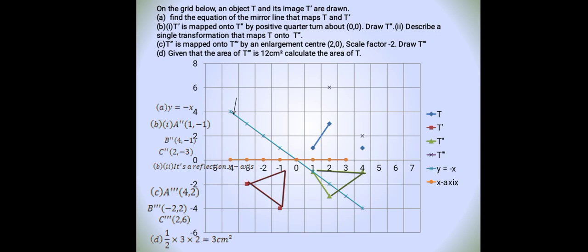On the grid below, an object T and its image T' are drawn. Find the equation of the mirror line that maps T onto T'. B1, T' is mapped onto T'' by a positive quarter turn about the origin. Draw T''. 2. Describe a single transformation that maps T onto T''. C. T'' is mapped onto T''' by an enlargement center (0, 0), scale factor -2. Draw T'''. Given the area of T''' is 12 square centimeters, calculate the area of T.